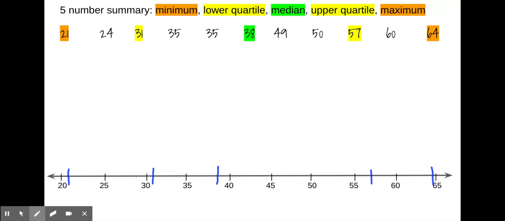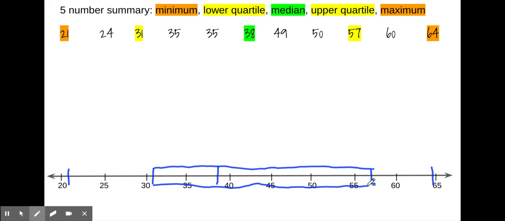So now that I have this 5-number summary on the number line here, I can make it into a box plot. I'm going to just draw lines to make, oops, so messy. Like so. Please forgive my messiness here.